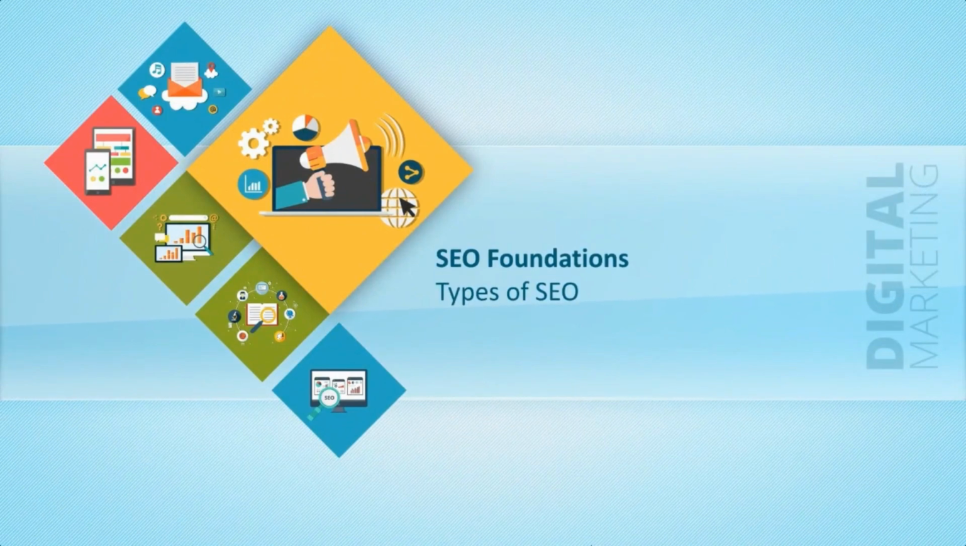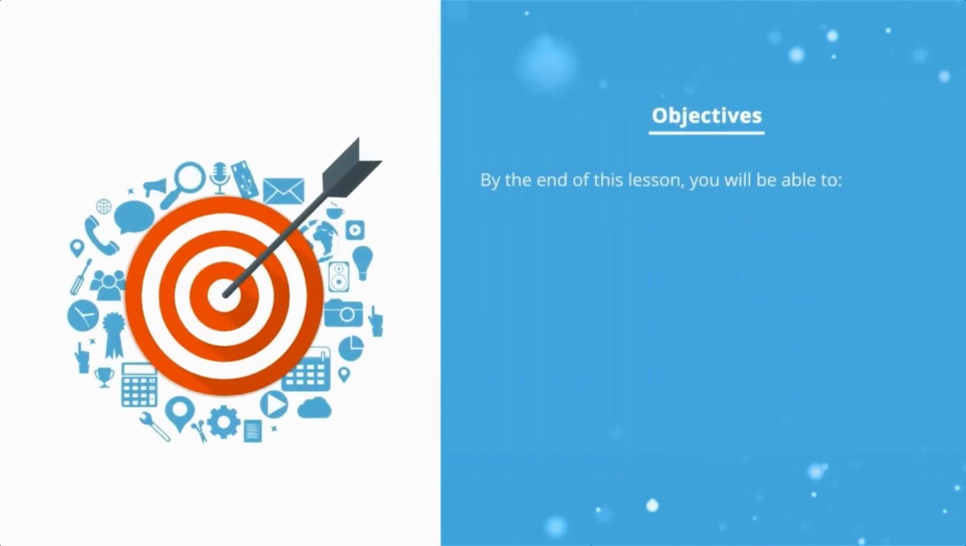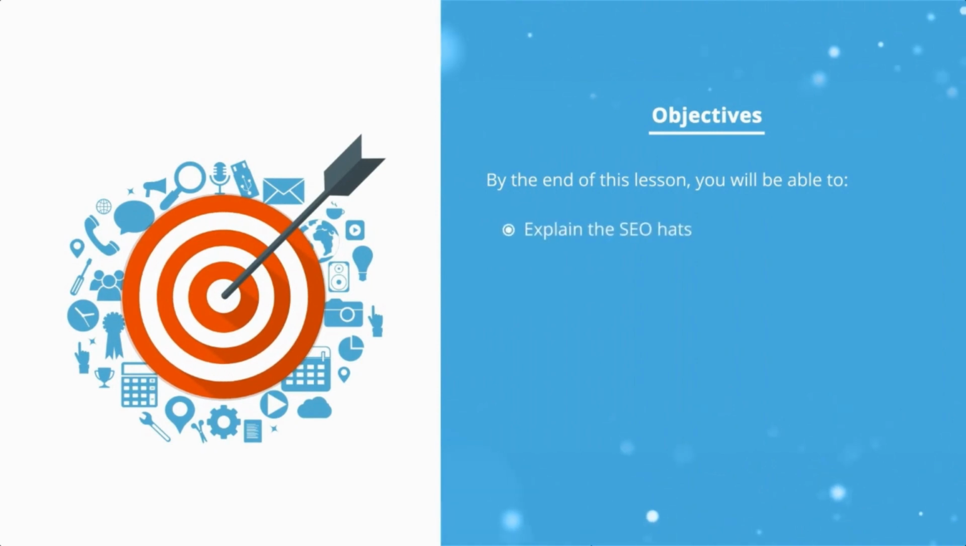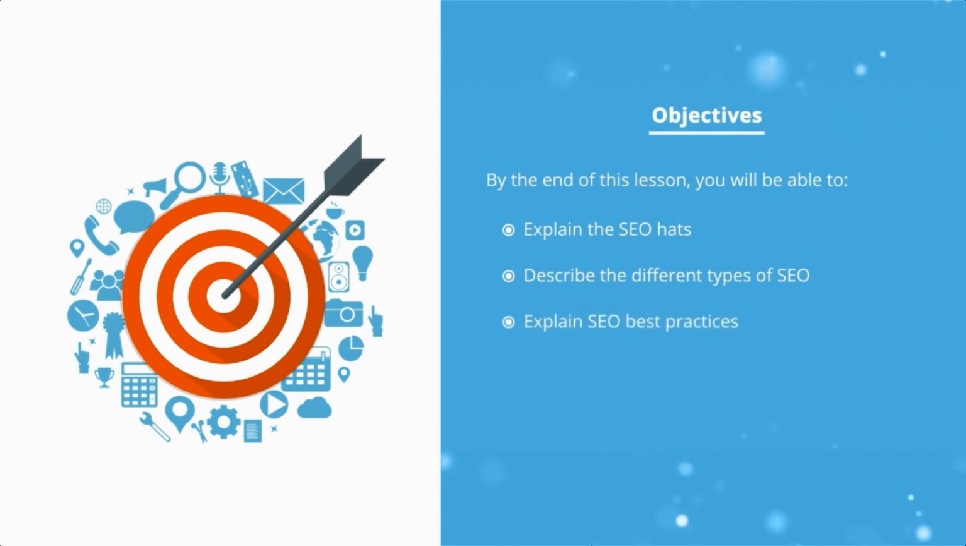Types of SEO. The objectives for this lesson are explaining the different hats in SEO, describing the different types of SEO, covering SEO best practices, and highlighting tactics to avoid that are considered SEO spam.